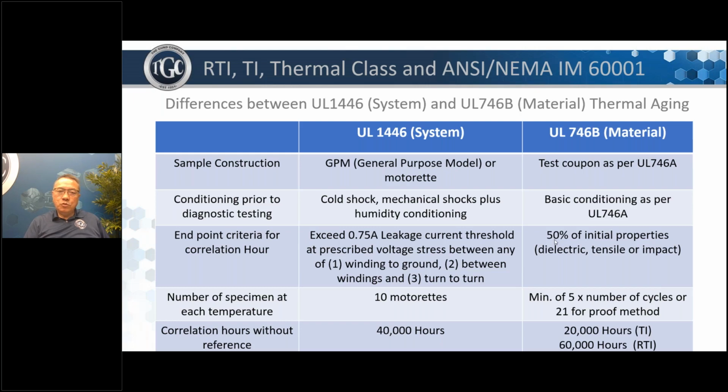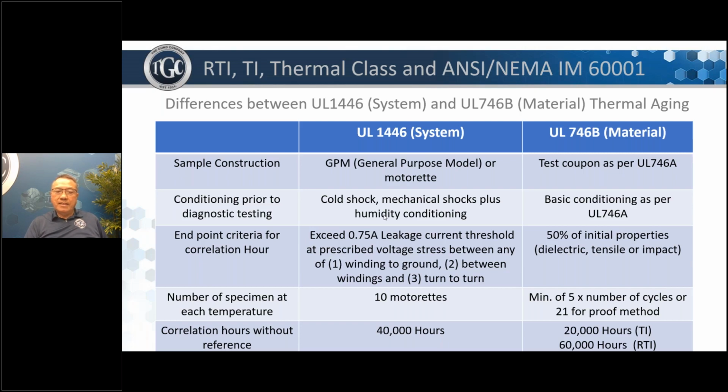And here are the differences between UL 1446, which talks about thermal aging of a system, and UL 746B, thermal aging of a material. Essentially, UL 1446 is tougher because after each cycle, you have to have temperature shock, mechanical shocks, and humidity conditioning. And the endpoint, instead of using 50% of initial property, they are measuring leakage current, 0.75 amp. That is very high. That means you have a failure.